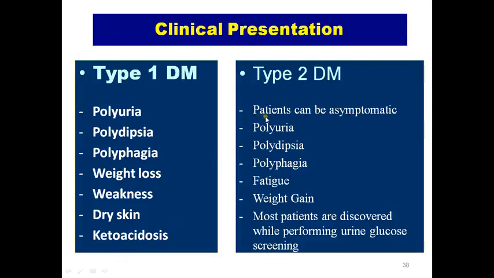Type 2 diabetic patients can be asymptomatic, or can have polyuria, polydipsia, polyphagia, and fatigue. They will have weight gain. When a type 2 diabetic patient who is on treatment starts having weight loss and develops polyuria and polydipsia, you have to consider that they are now developing insulin deficiency, and now they will need insulin treatment.